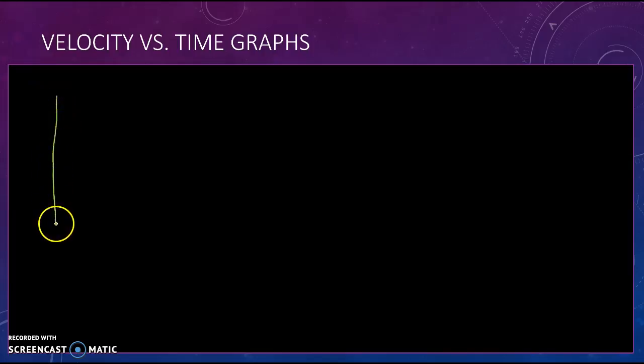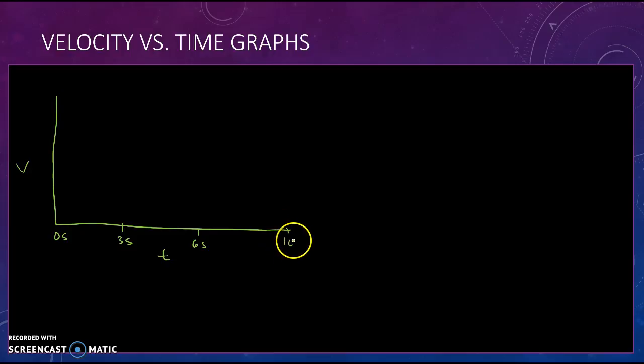Instead of having position versus time, let's make this a velocity versus time graph. I'm still going to start at 0 seconds and have 3 seconds, 6 seconds, and then 10 seconds. And we're going to go up, but now instead of going up to 3 meters, we're going up to 3 meters per second. It's going to go up like this, then flatten out, and then go down to 1 meter per second at 10 seconds.